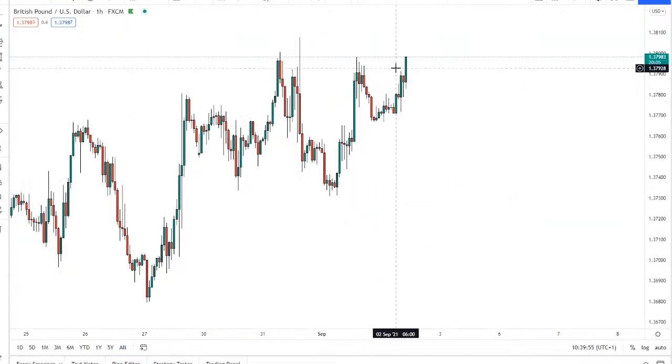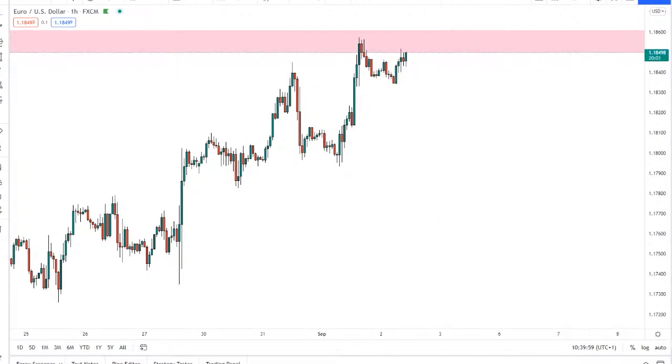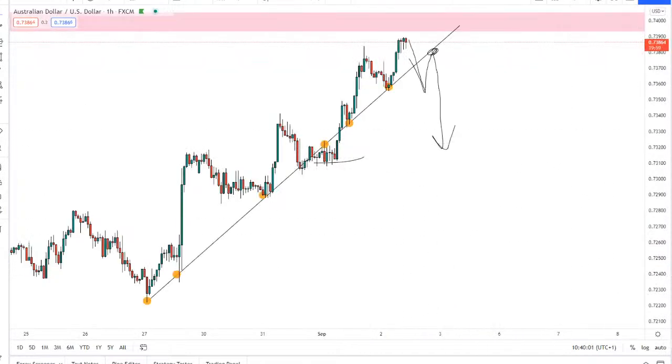Pound USD, you can see Pound USD still looking very bullish here. Euro USD still looking bullish. AU still looking bullish as well.